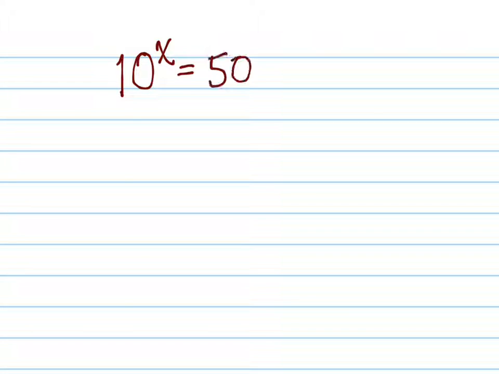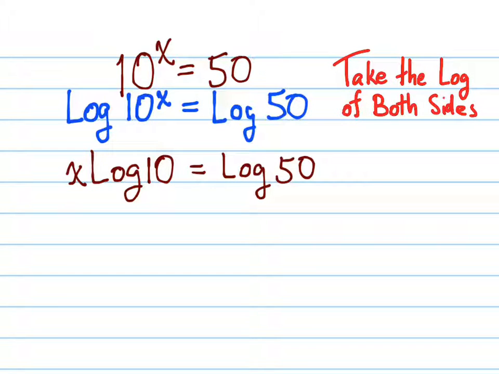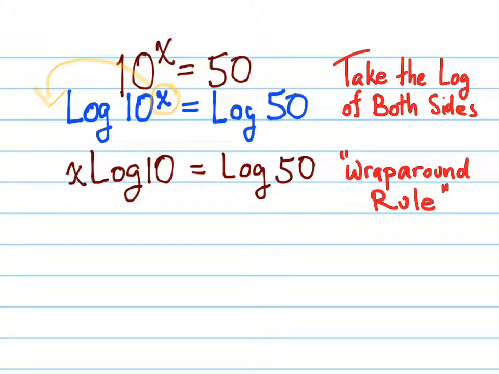Let's take a look at that same example: 10 to the x power equals 50. Since my variable, my unknown, is an exponent, I'm going to use logs. I'm going to take the log of both sides. That's my first trick in solving an exponential equation. Now, this may ring a bell for you. You have log of 10 to the x power, and you can rewrite that as x times log of 10. There's a little property of logarithms, sometimes called the wraparound rule: if you have log of something to a power, that exponent can be rewritten as a coefficient of the logarithm. So I've got x times log of 10 equals log of 50.